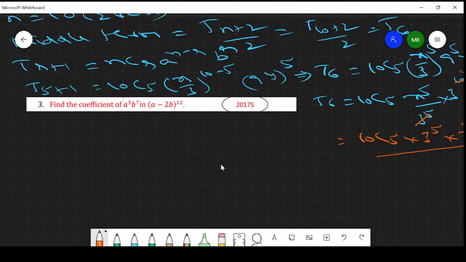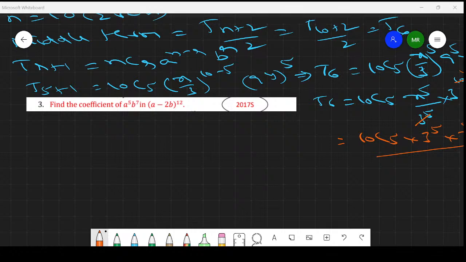So they are asking the middle term. I explained, whenever the power is even, one middle term comes. When the power is odd, we get two middle terms. Remember that. Next, find the coefficient of a power 5 b power 7 in (a minus 2b) whole power 12.